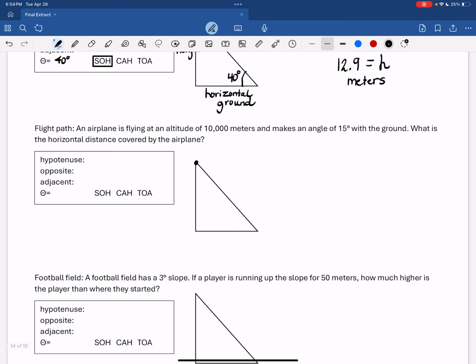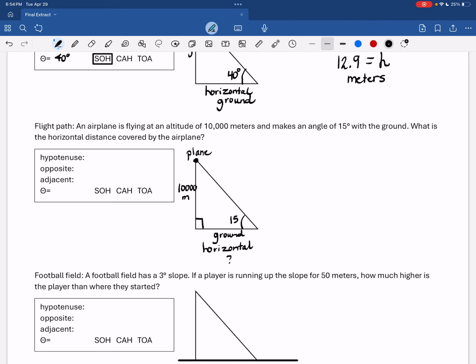An airplane is flying at an altitude, that's a straight line distance of 10,000 meters, and makes an angle of 15 degrees with the ground. What is the horizontal distance covered by the airplane? So we're looking for the ground distance, not the hypotenuse, not the line of sight. So we want to know adjacent. We do know opposite.